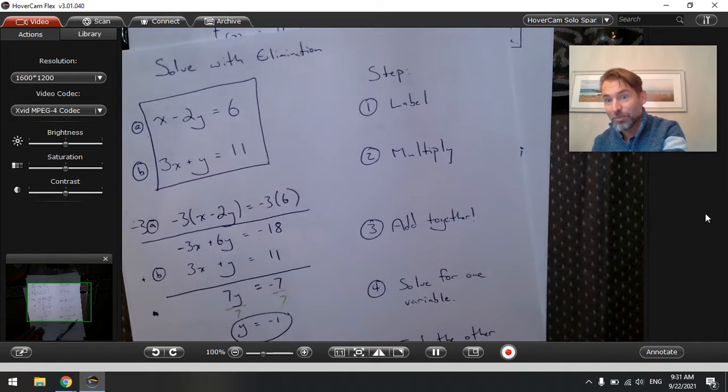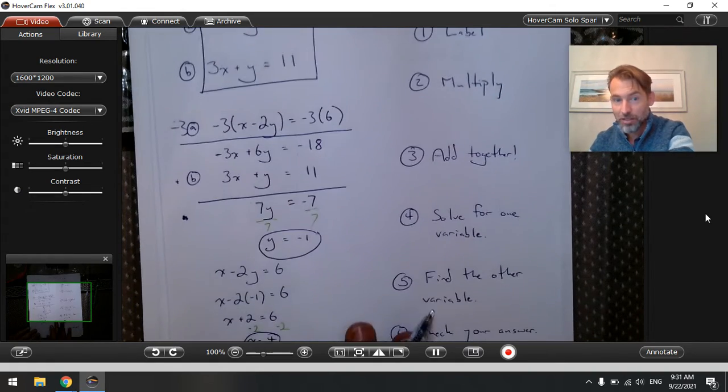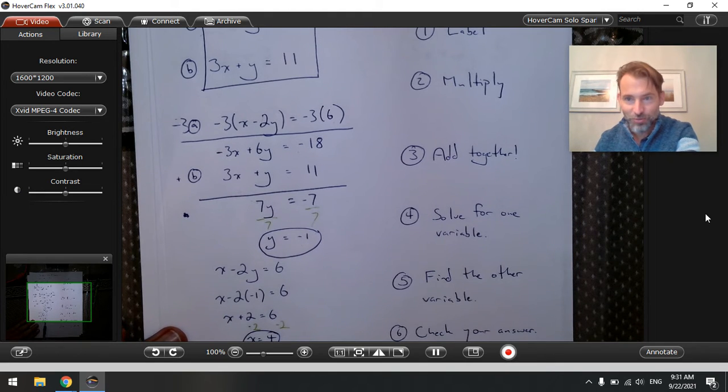Okay, this is good mental math practice. You want to be able to do this fast. So I have y is -1 and x is 4.